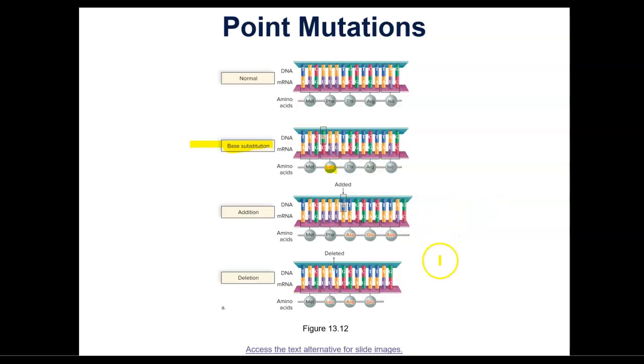So let's look at an addition. So here we have an addition of an A. Up here in the normal sequence, it was ACG. Now we have in front of the ACG, an additional A. So that changes the entire reading frame, and it makes now the amino acids asparagine, I think that's glutamate, and another asparagine, whereas up here there were threonine, arginine, and isoleucine. Totally different amino acids.